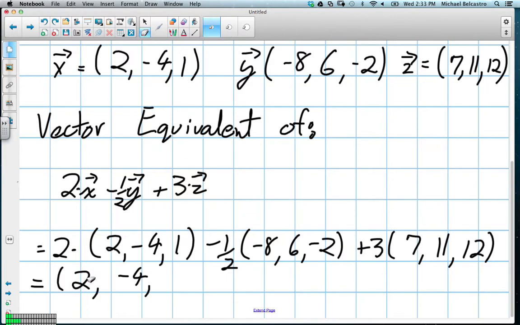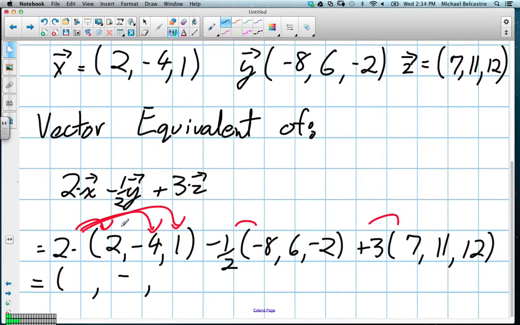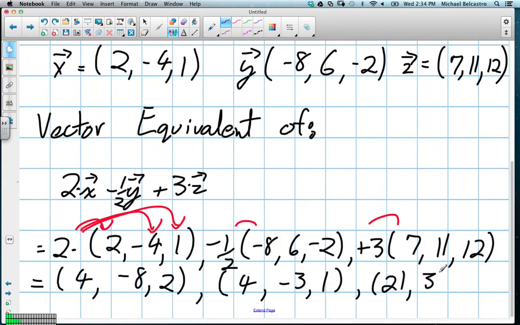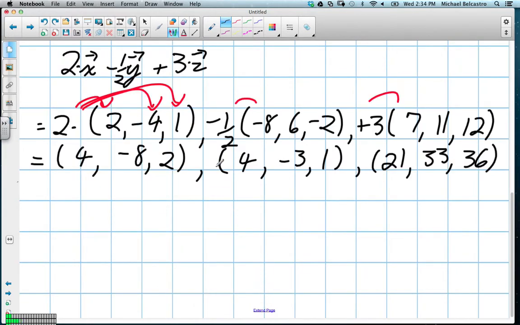Oh my gosh, no it's not. Let's do some multiplication. We have to distribute these numbers. I'm not sure why I just repeated them. And we'll have to do that for all 3 of these processes, okay? So we'll end up with 4, -8, and 2. This vector here will be left with +4, -3, and +1. And in our last set, we'll be left with 21, 33, and 36. Okay. So we have these all here, and these are positive values.